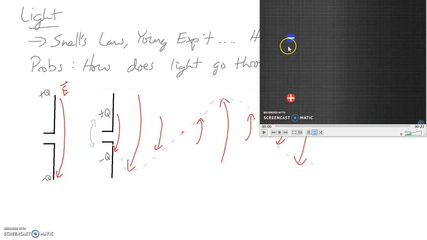Okay, so I got my two charges, and I'm going to get them to go. So they're going to move. So they move up and down like that. So instead of me fluctuating the charges, on this nice little animation here, it's got the charge going up and down.